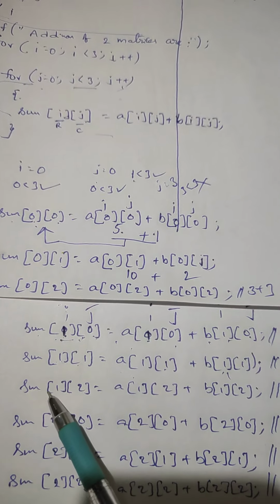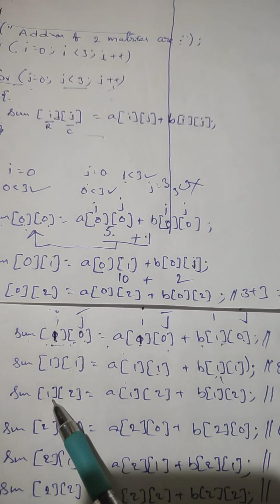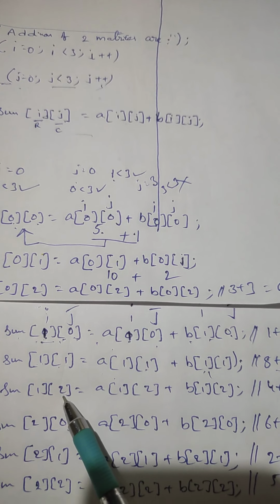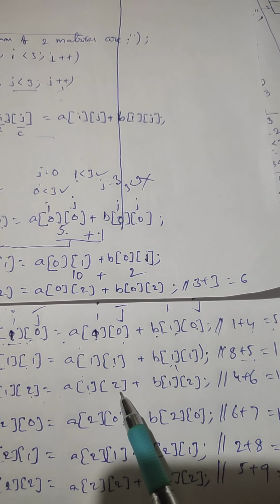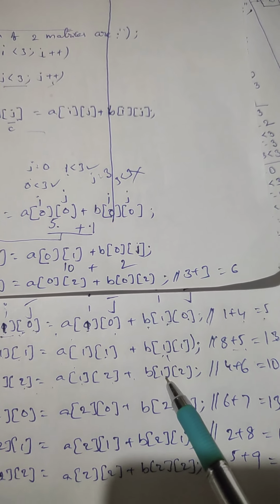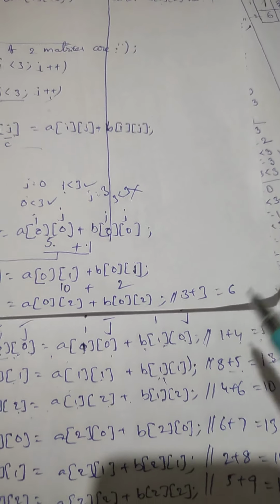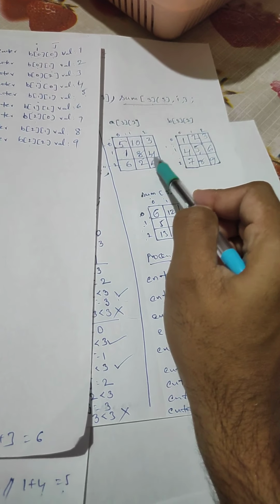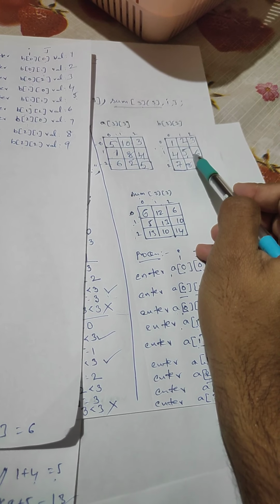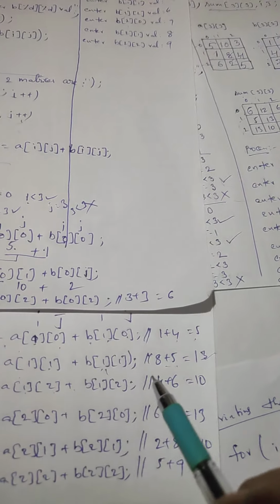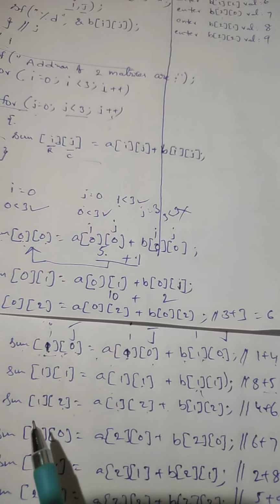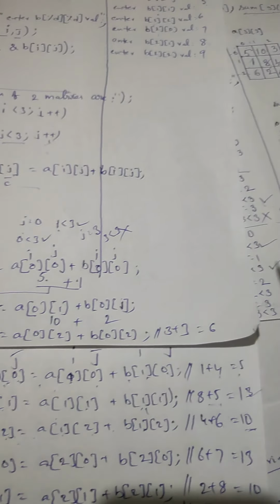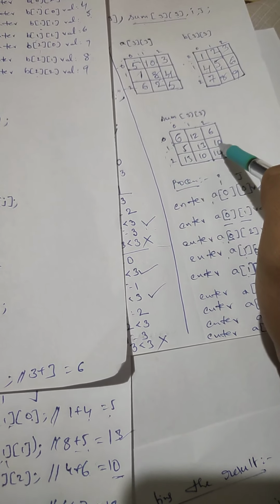Next, sum of I value is 1 and j plus plus. So that means j becomes 2, equal to a of first row second column plus b of first row second column. The a of first row second column value is 4 and the b of first row second column value is 6. 4 plus 6 is 10. The 10 is stored in which location? Sum of 1 2.